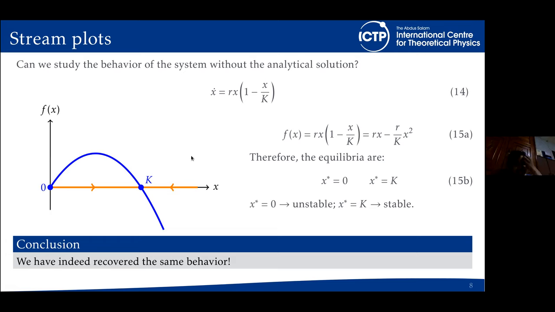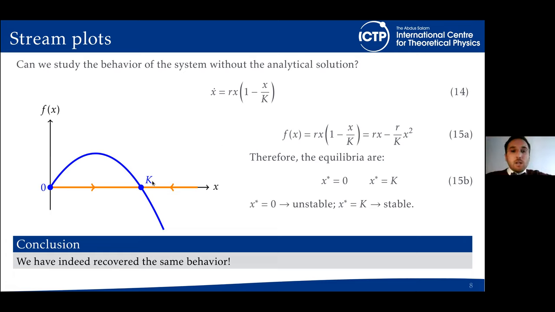Okay, no problem. So I hope it is clear with this example that what we are seeing with the stream plot actually makes sense if we compare it to the analytical solution. Can I ask? Yes, of course. So ecologically, it means that K is the point where it achieves equilibrium, right? So there's no resource limitation, like we can say, for the growth.